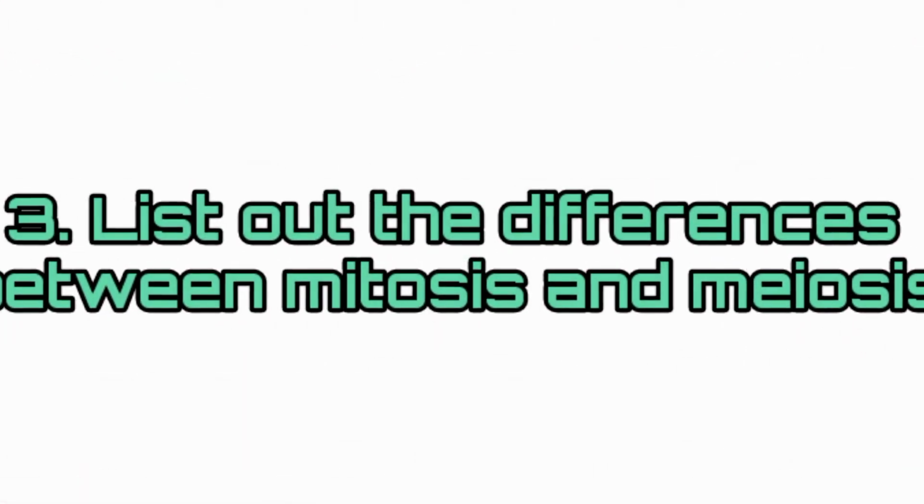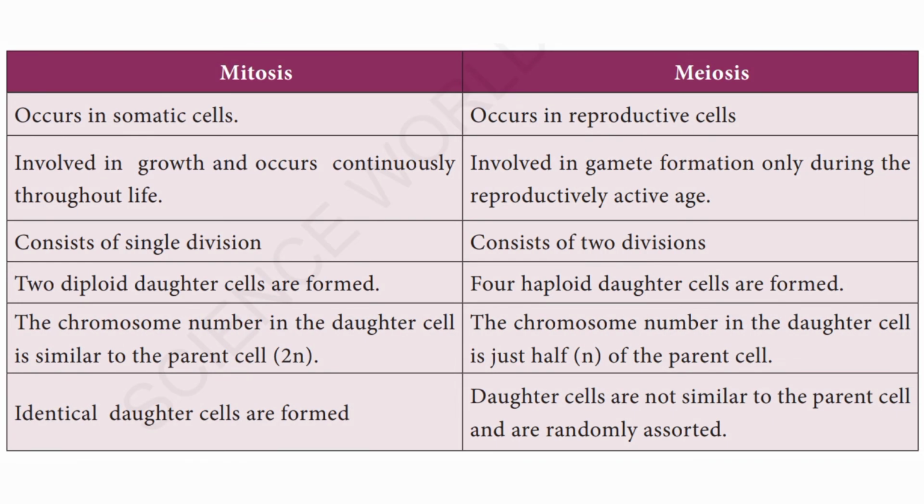List out the differences between mitosis and meiosis. Mitosis occurs in somatic cells. Meiosis occurs in reproductive cells. Mitosis is involved in growth and occurs continuously throughout life. Meiosis is involved in gamete formation only during the reproductively active age. Mitosis consists of a single division. Meiosis consists of two divisions.